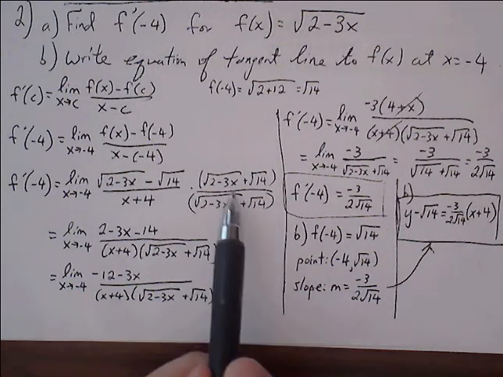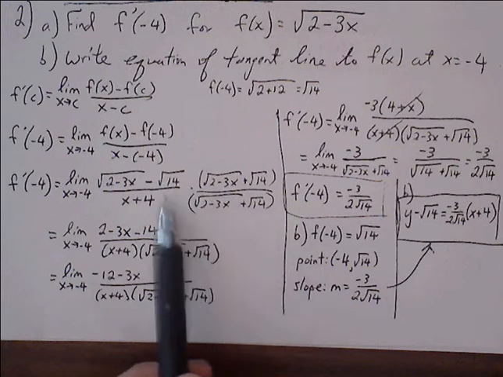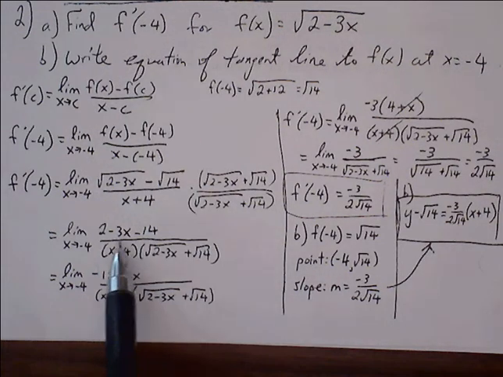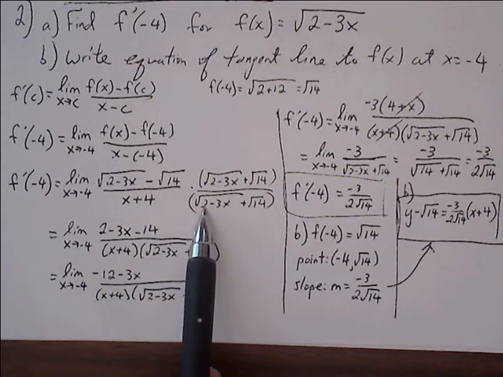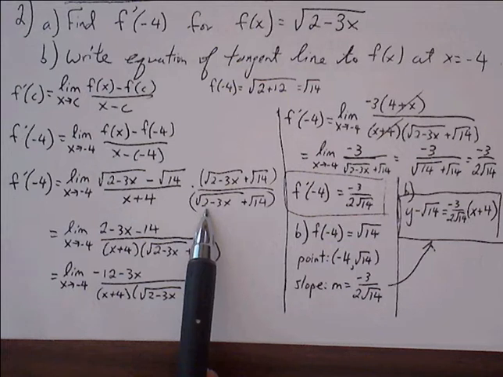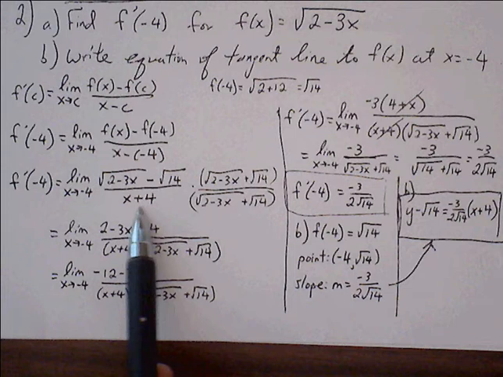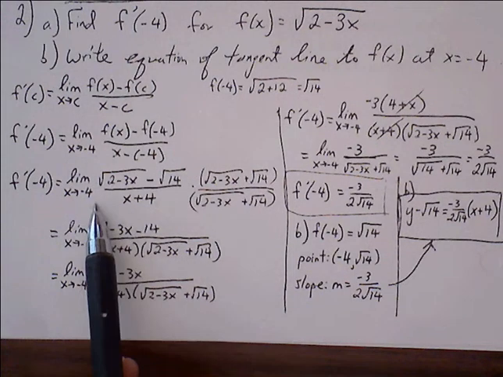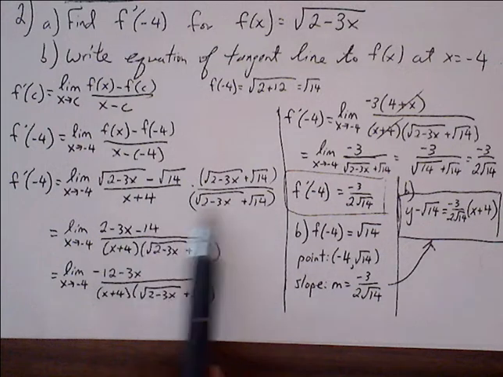So we can now expand the numerator, and the square roots will cancel out. The middle terms will go away. So we're left with 2 minus 3x minus 14. The denominator, we're not going to expand. We're going to leave the denominator in factored form, and the reason why is because we want to find a way to get this x plus 4 to cancel out. This x plus 4 is causing the 0 in the denominator, so we're not going to try and expand the denominator. We're going to leave that alone.